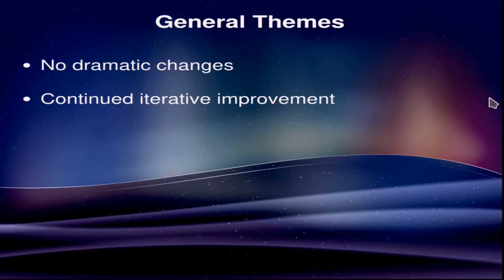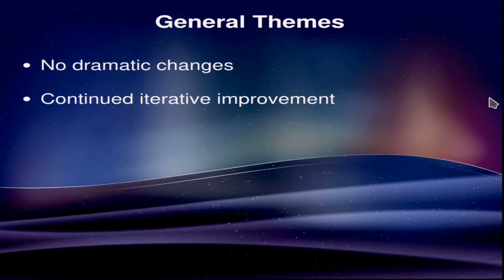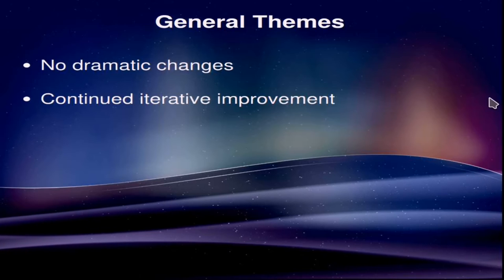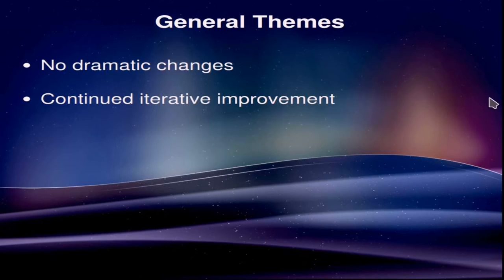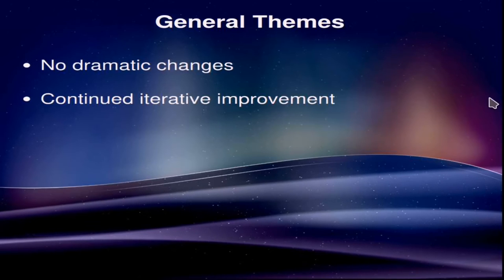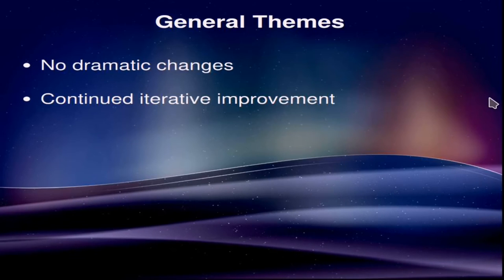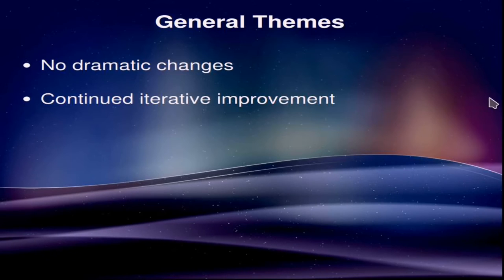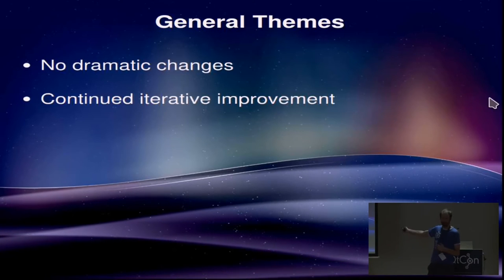So your general themes over the past 12 months, because we've had three releases, 5.8 is just about to come out, because Akademy is at a slightly different time. There's been no dramatic changes. We haven't had Qt 6. And there's been this continued iterative improvement. So everything's always getting slightly better, but not getting worse, which is always a good combo. And there was improved Wayland support.